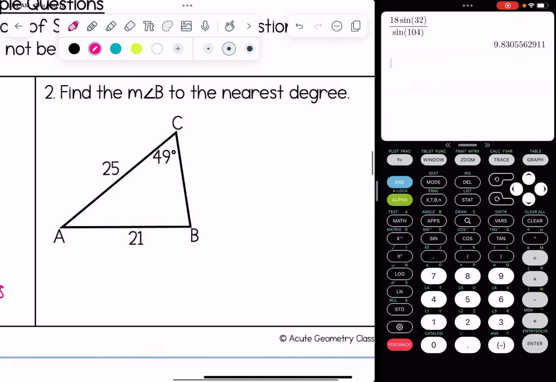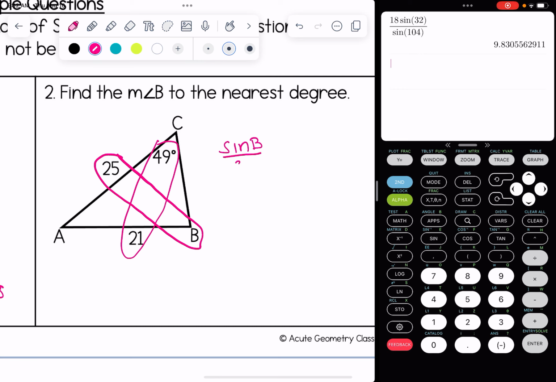All right, number two. We're looking for the measure of angle B to the nearest degree. So angle B is opposite this side of 25, so we know we're going to use that pair. And then we're going to also use this pair here with the 49 degrees and 21. All right, so the sine of B over 25 is equal to the sine of 49 over 21.